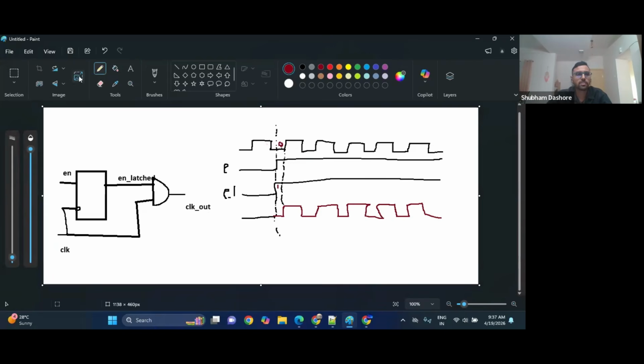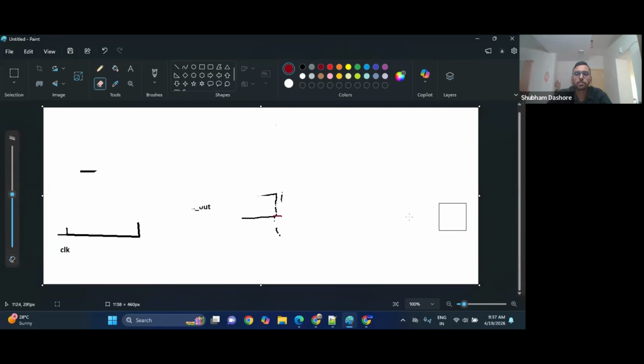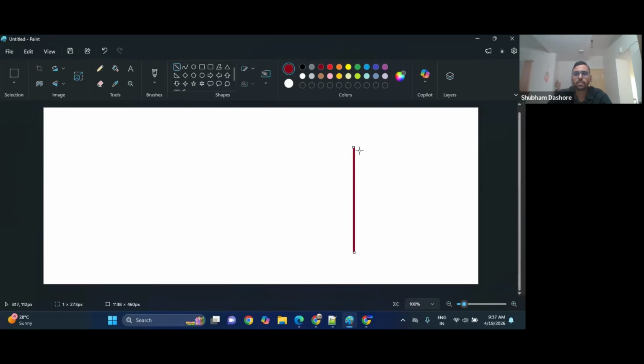And the next one is data gating. In case of data gating, it depends upon the functionality we want to use. For example, let's say here some mux is there, right? And here one block is there like this, one more block is there.